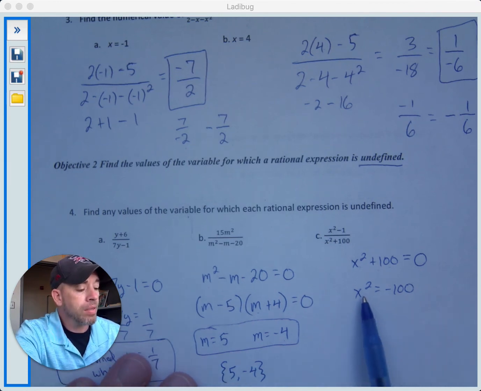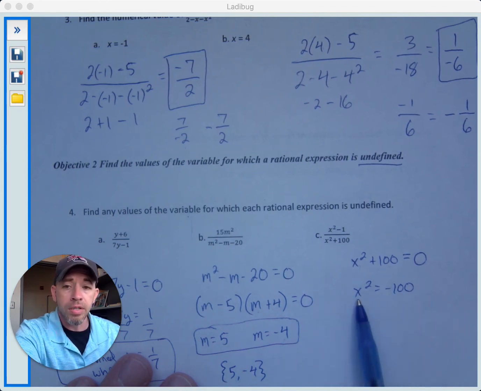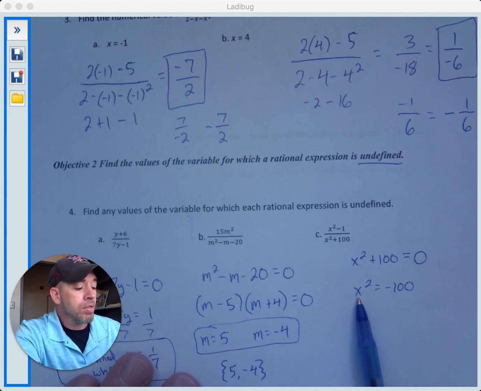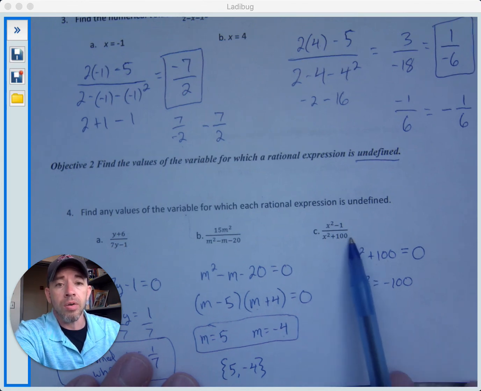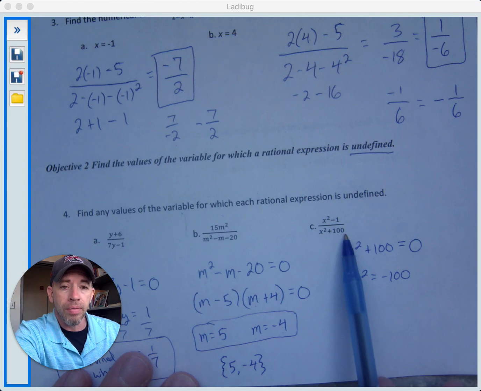Well, is there any real number you can square to get a negative? And you cannot, right? You can't square a number and get a negative. When you square a number, it's either positive or it could be 0 if you square 0. So this is not possible. There's no solutions, and that means this expression is always defined, right? It's not possible for the denominator to be 0.